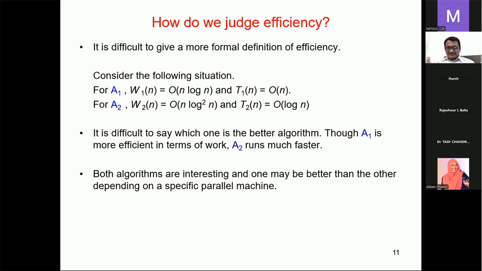Are you getting it? Yeah. Total complexity is n log n. So now, at the cost of n processors, please don't forget that. Is it fine? That's the reason.